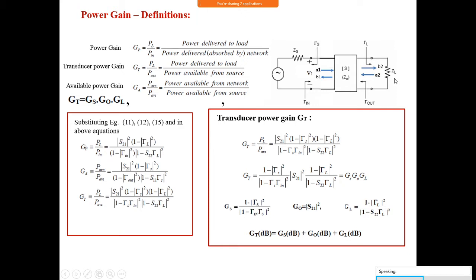Okay, similarly, if ZL is equal to 50, then also we will be getting GL is equal to 1 here, because ΓL is 0. See, ΓL means what? (ZL minus Z0) divided by (ZL plus Z0). If you put this value, ΓL becomes 0. So if this is 50 ohm, this is also 50 ohm, then what happens here? This Gs and GL are equal to 0 dB. This is 0 dB, this is 0 dB.